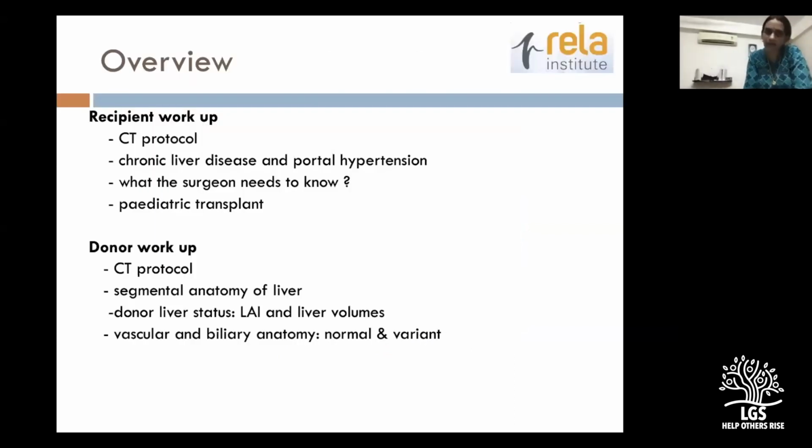So overview of my talk would be about the recipient workup. We will briefly discuss the protocol that's followed at our institute, salient features of chronic liver disease and portal hypertension, what we need to report from the surgeon's point of view, and salient features in pediatric transplant. Now, regarding donor workup, it has already been covered extensively by Dr. Rajesh Rajalingam last week. So I'll mainly focus on the segmental anatomy of liver, because it always helps to revise the segmental anatomy from a cross-sectional point of view. And also about, if time permits, I will show some salient normal and variant features that we see in the vascular and biliary anatomy.